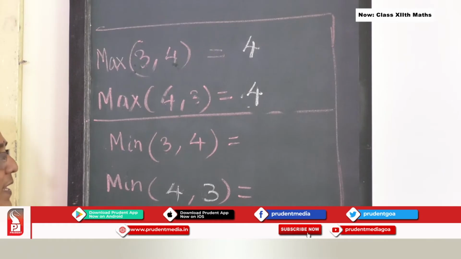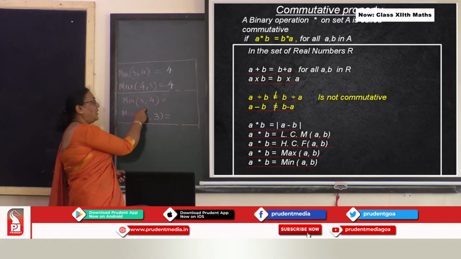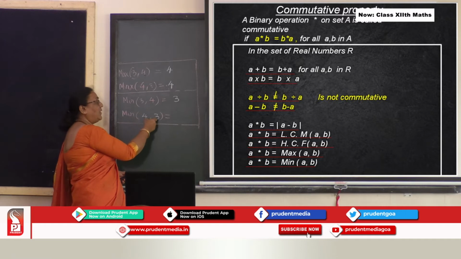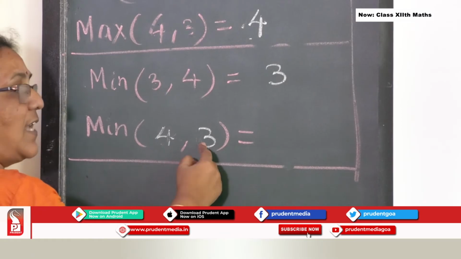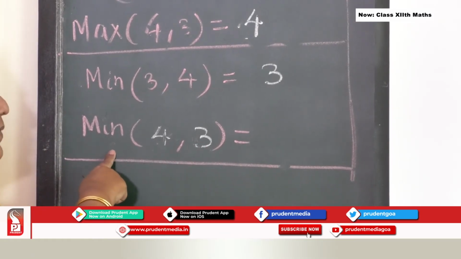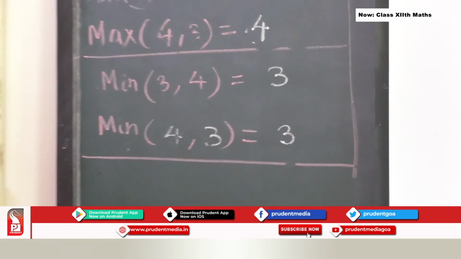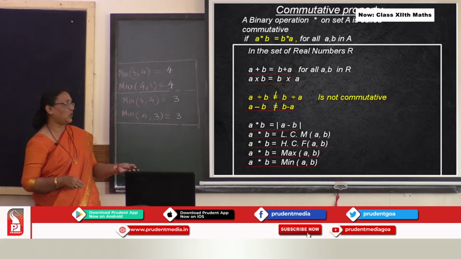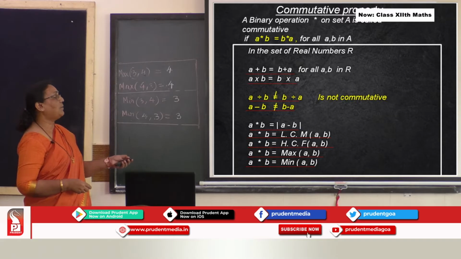Now see this example, the last one, A star B is minimum of A, B. I have taken the same example here, minimum of 3 and 4 is 3, and if the order is changed, minimum of 4 and 3, you are getting the same answer. Therefore this operation is commutative. A star B and B star A, that is minimum of A, B and minimum of B, A, both are the same. This is all examples of commutative.